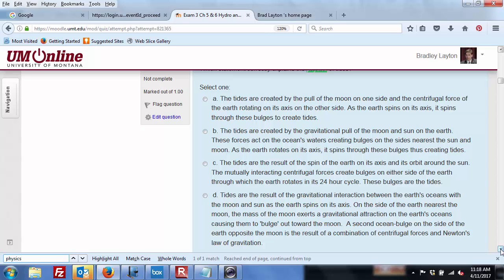Sure, okay. On the side of the Earth nearest the moon, the mass of the moon exerts gravitational pull towards the ocean, so the bulge outward. It's kind of wild the way this works out. It's the centrifugal forces that I'm not sure about. Right. I guess. Yeah. Well, here's a simple example.